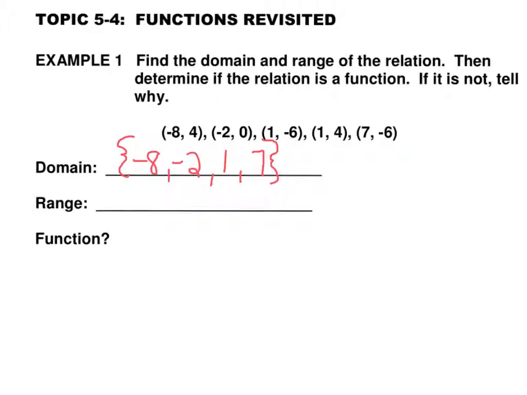Now we're going to do the range. So list the range. The range are your y values. So all we're going to do is list them. And again, notice that I don't list the repeating ones. So I have a -6 here and a -6, but I only write it once. And I have a 4 and a 4, but I only list it once.